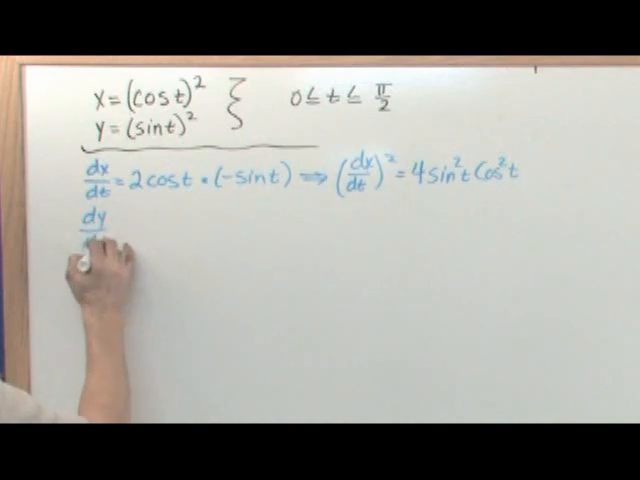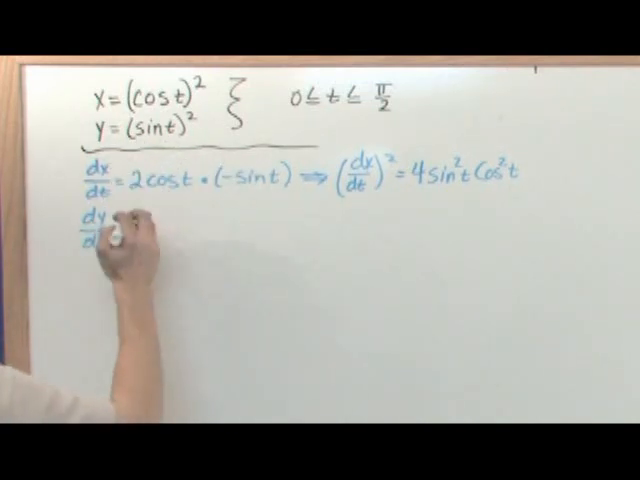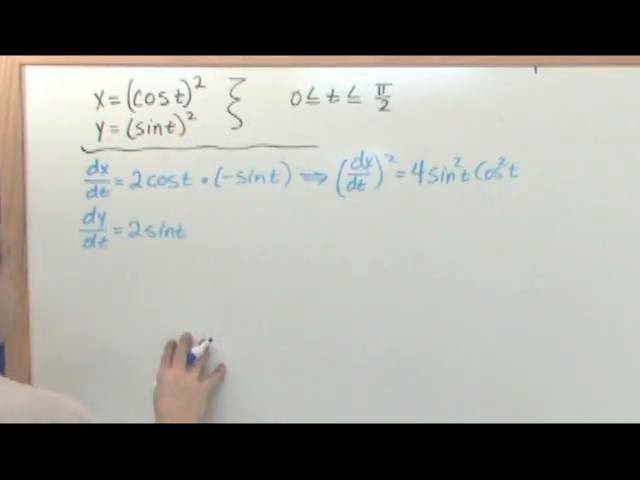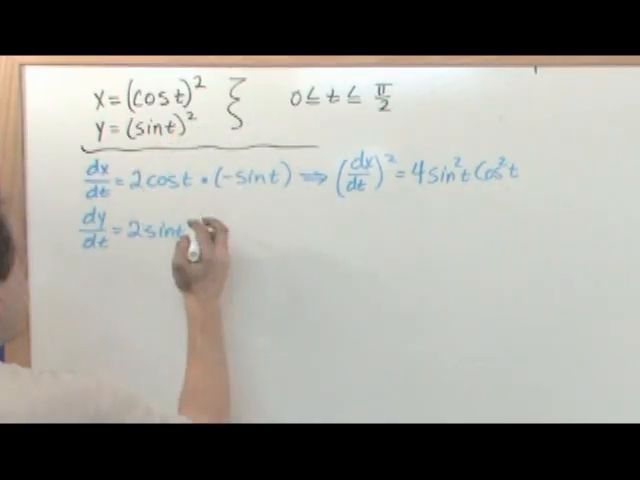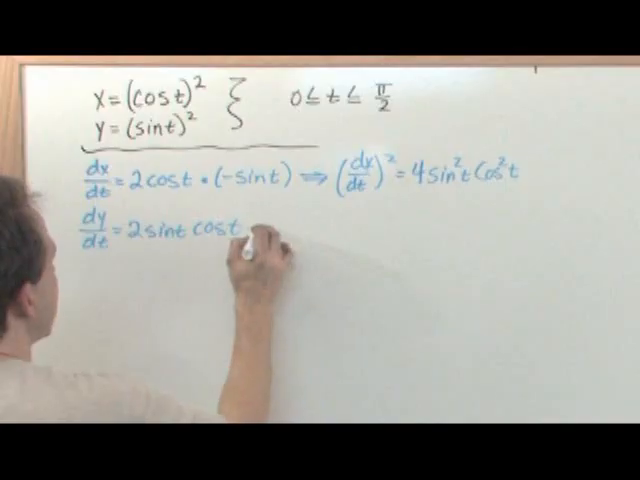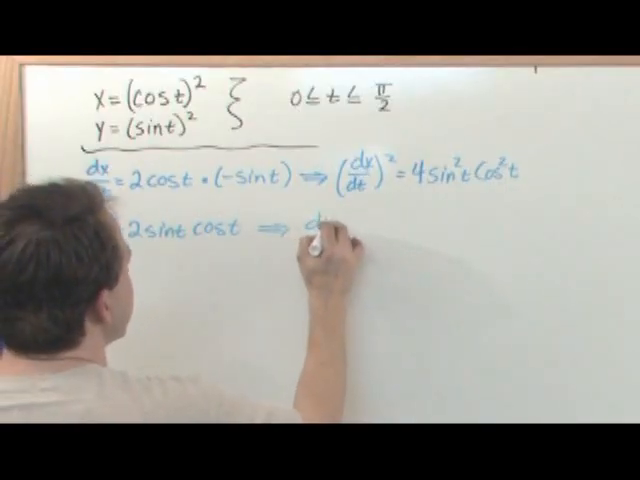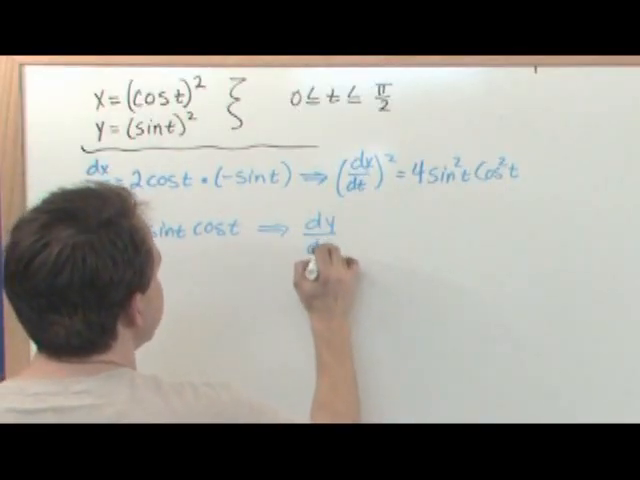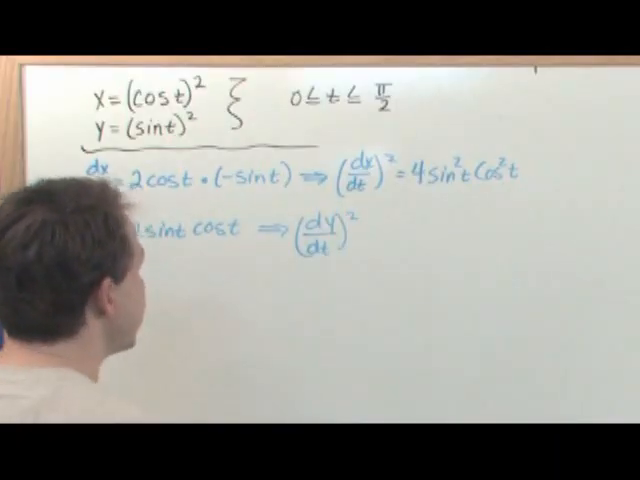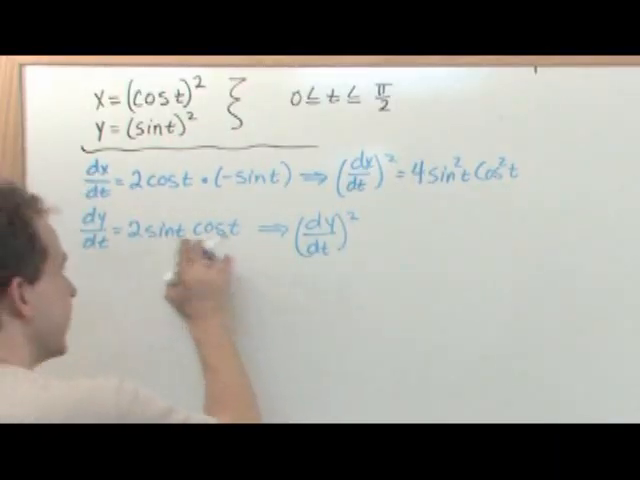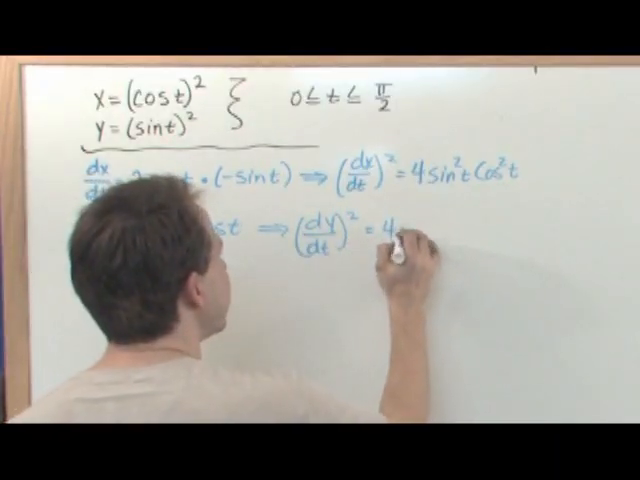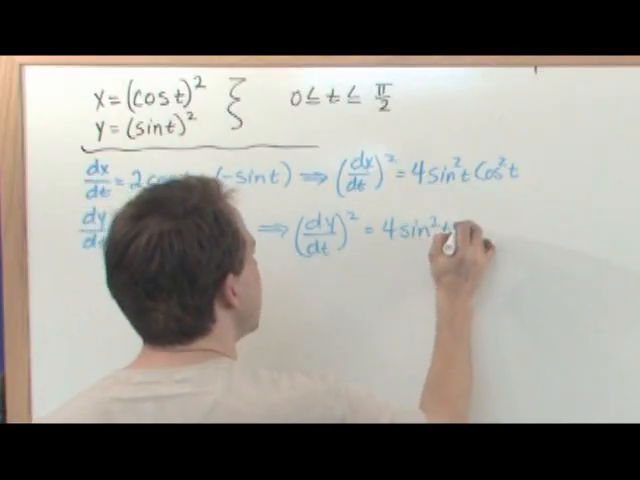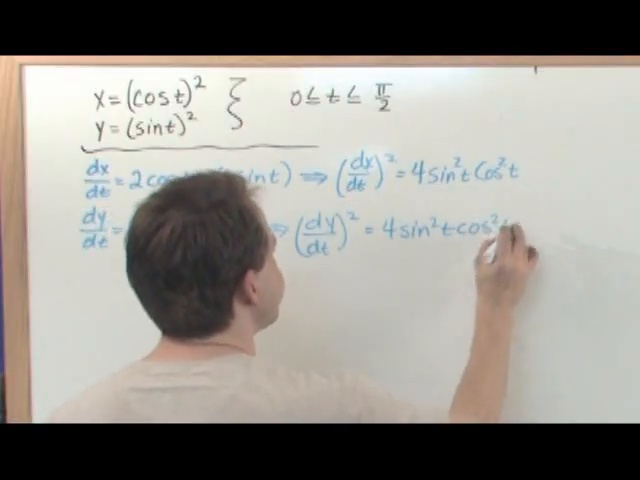And it's going to be very similar for y. dy dt is equal to 2 times the sine of t, exponent minus 1 gives you 1. Derivative of sine is cosine of t. And then we're going to take dy dt squared, because we know we're going to need that in the problem. Squaring this is going to give us exactly the same thing. 4 times the sine squared of t times cosine squared of t.